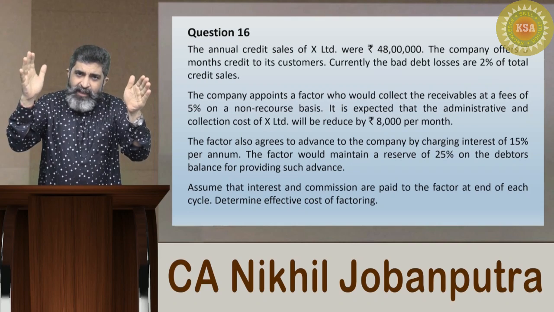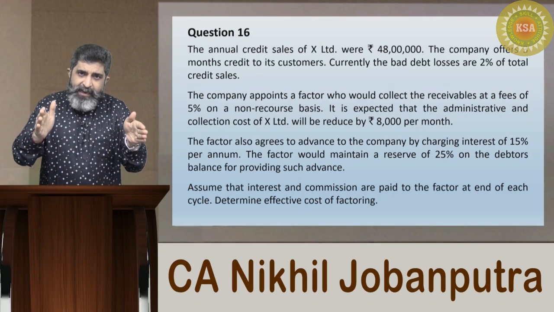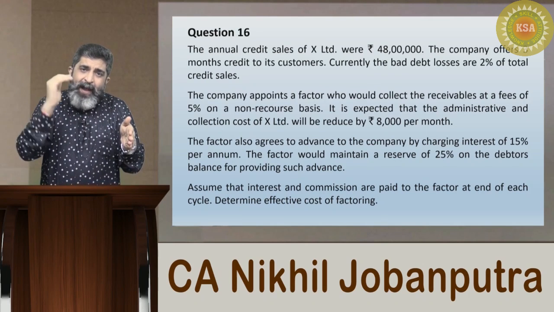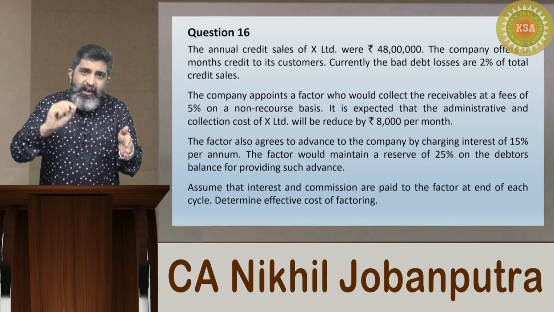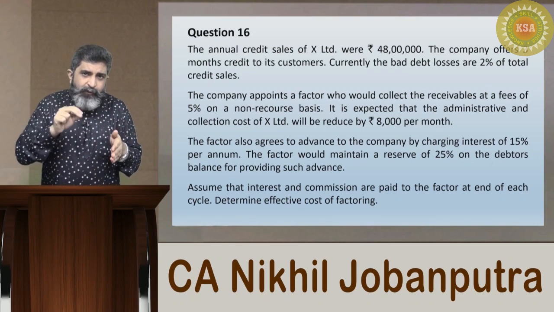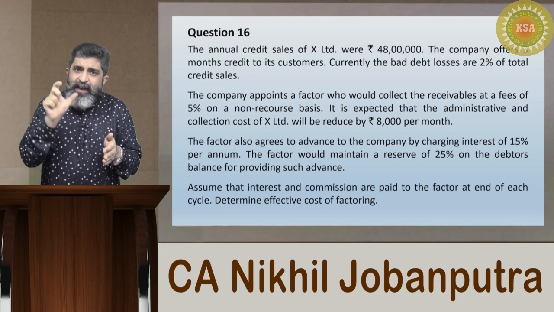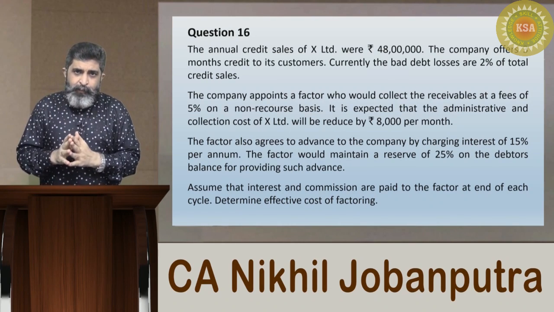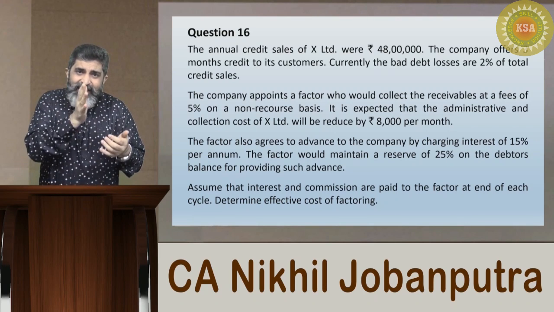So 12 lakhs is the amount that the factor will collect from my debtors. The factor will deduct 9 lakhs, which is already advanced. The factor will deduct another component, the factor fees, and will also deduct from that money the interest on that advance, and then the balance amount the factor will pay back to me.